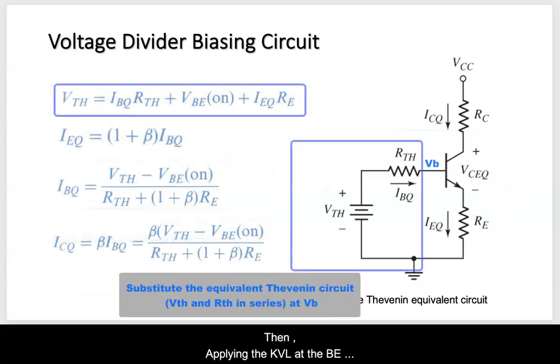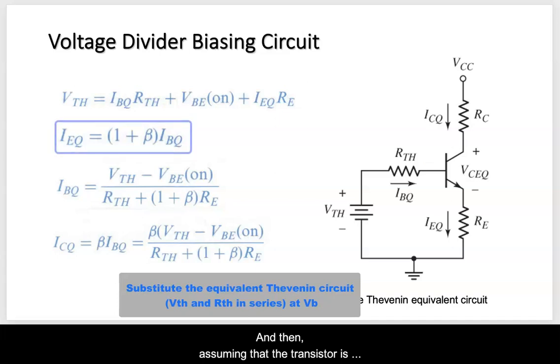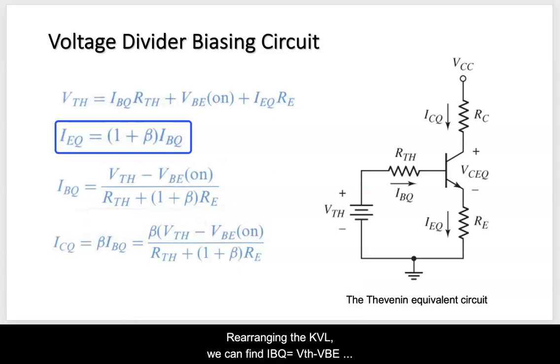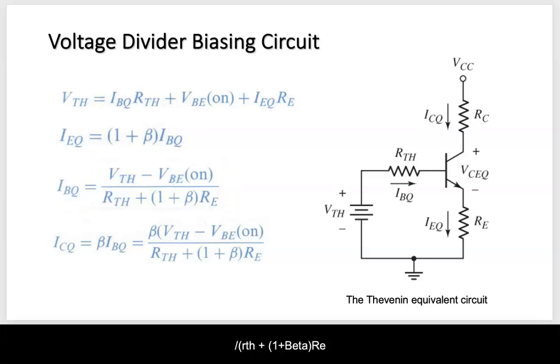Then, by applying KVL at the BE loop, we obtain VTH is equal to IBQ times RTH plus VBE plus IE RE. And then, by assuming that the transistor is operating in the forward active mode, IEQ will be equal to beta plus 1 times IBQ. Rearranging the KVL, we can find IBQ is equal to VTH minus VBE over RTH plus 1 plus beta times RE. Next, we solve the CE loop, which is quite straightforward.